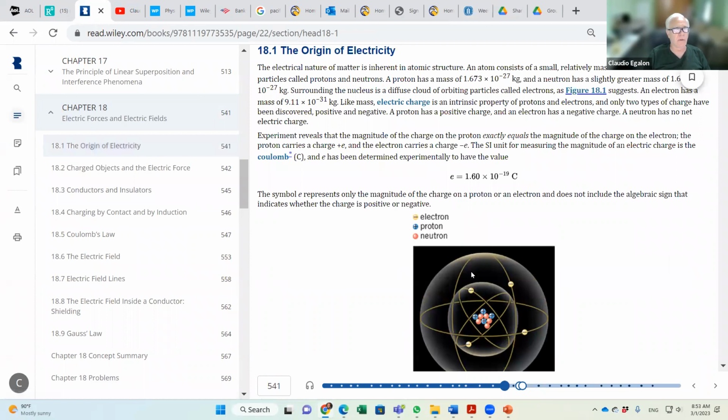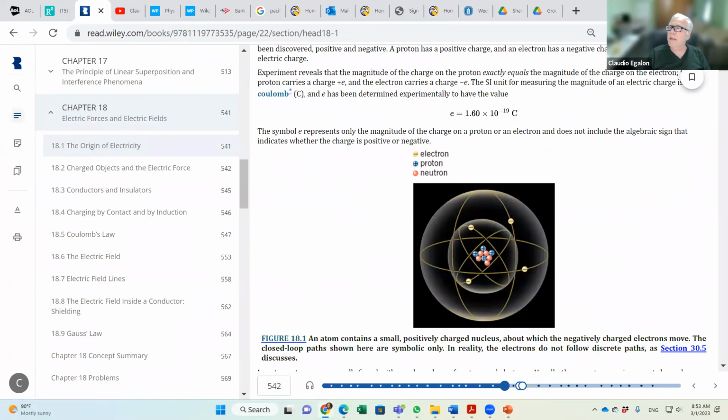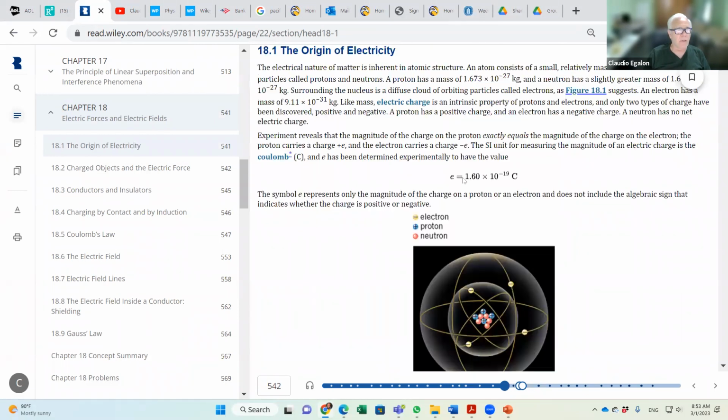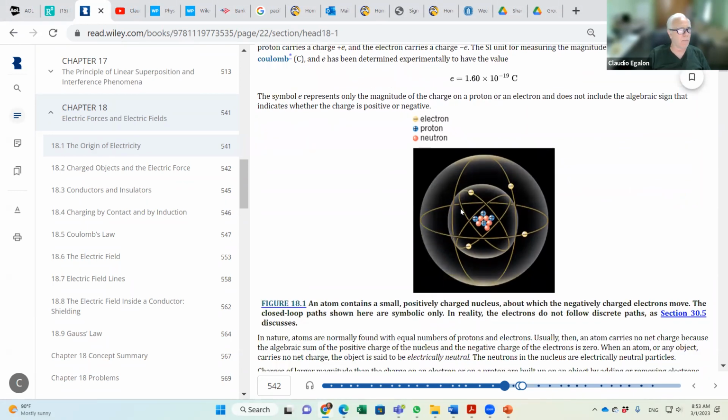18.1 is just the origin of electricity, okay? And we covered that in the lecture. The important thing here is this value of the electric charge. This is the fundamental value of the electric charge. For the sake of this course, it's okay to believe that's the lowest electric charge that I'm going to find out there in nature. And that's the electric charge of the proton and the electron.